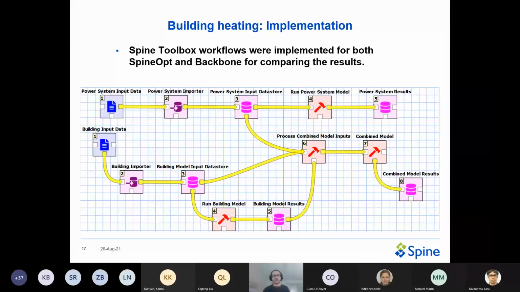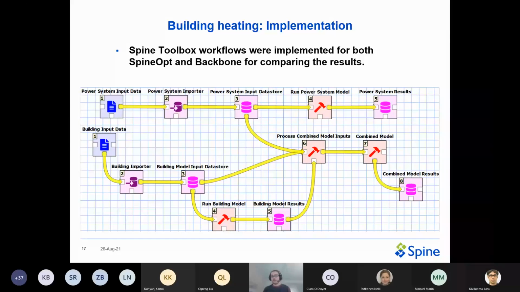So we first had to calculate the baseline, shave it off, and then optimize the model again, but this time with the electrical heating demand being represented as a flexible resource. And again, this combined input data goes to the combined model part here, which again is just running SpineOpt or Backbone with different input data, this time containing all this, and producing results. And again, these results we compared between SpineOpt and Backbone.